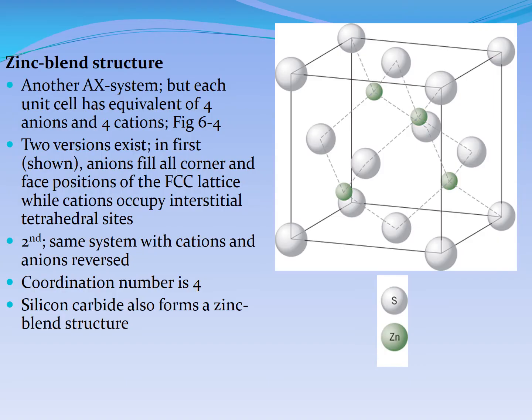Zinc blende structure, zinc blende, right? Zinc sulfide. This is another type of FCC. The sulfide is still FCC. You see the four corner ones, and on each face, on this face, on that face, on each face, face centered also. So the bigger atoms are face centered.